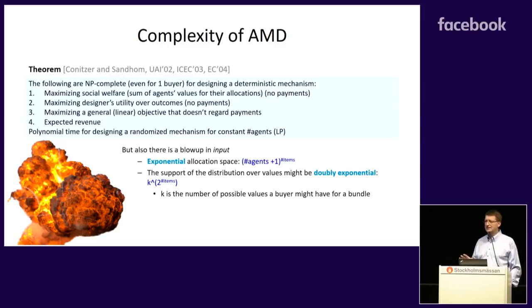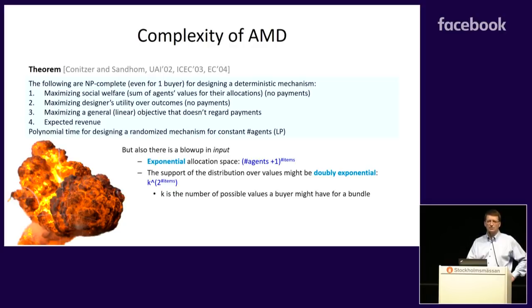So let's say for simplicity that each bundle for a given agent can take any one of k values, just to keep it simple, so it's discretized. You have 2 to the power of items bundles, so the support of the probability distribution is doubly exponential, k to the 2 to the items. So this means that you can't even represent the input to these design problems except in tiny problems, maybe 2 or 3 items. Okay. So how do we get around these computational difficulties and input largeness difficulties?